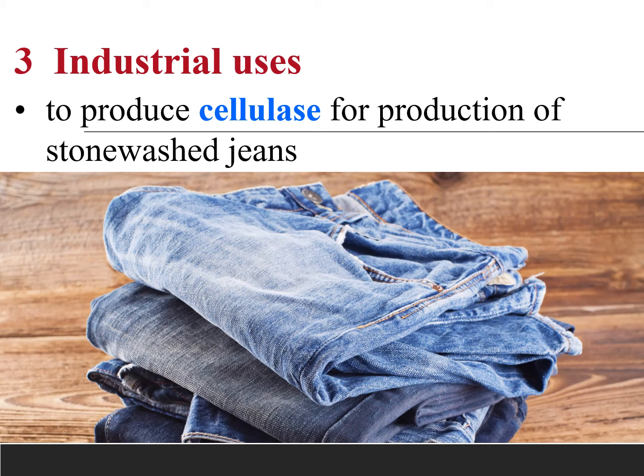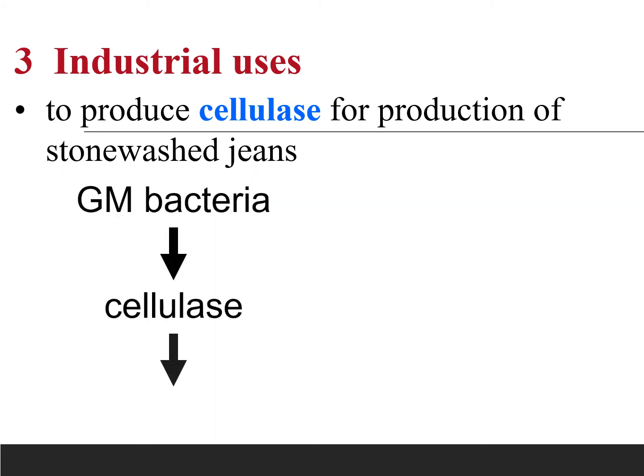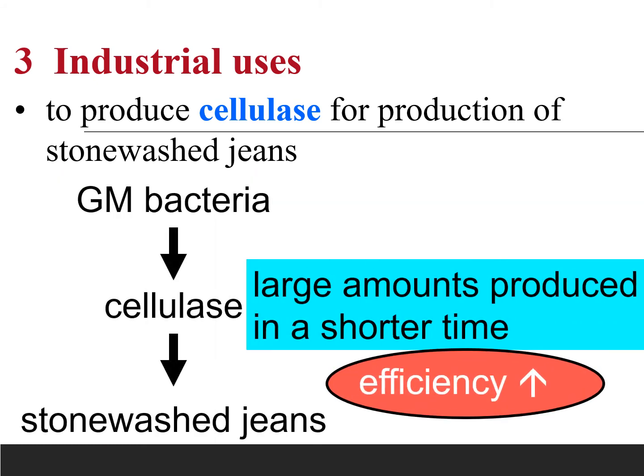DNA recombinant technology can be used in the industrial aspect as well. For example, producing the stonewashed jeans 洗水式嘅牛仔褲. For the details of how the stonewashed jeans can be produced using the recombinant DNA technology, I recommend you to read it on your own. You can find the details in your textbook.